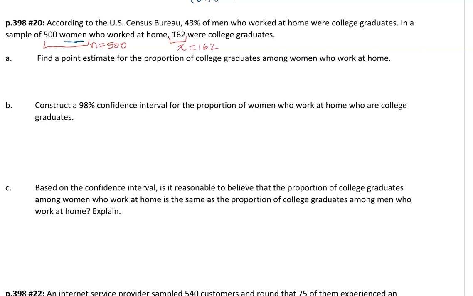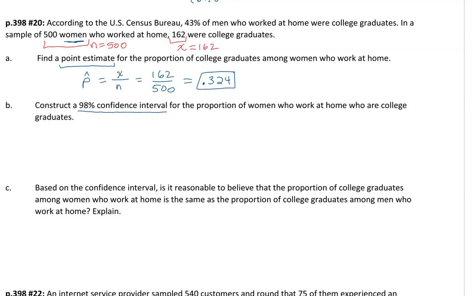Okay, so if we're wanting to find a point estimate for the proportion of college graduates, in this section, our point estimate is p hat, which is some number out of the total, x over n. So 162 out of 500. We did this already, and so the point estimate would be 0.324. And now construct a 98% confidence interval. I will encourage you to use your calculator. You can do these by hand if you really want to, but I'm going to encourage everyone.